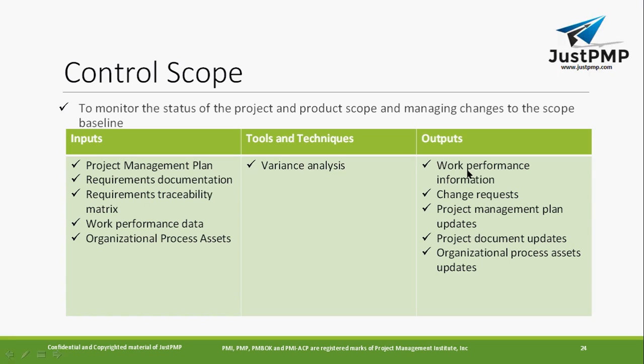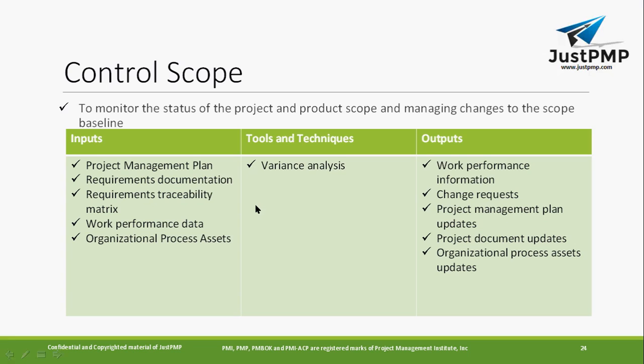If you want to control the scope, obviously I should have a plan. I should have a list of the requirements, so that will be part of the requirement documentation. I should have a requirement traceability matrix. You can trace the requirement from the root. Okay, this requirement belongs to which functionality and when it has been completed. What is the project objective? So if you have requirement traceability, it's easy to control the scope. Organization process assets, which I already have.